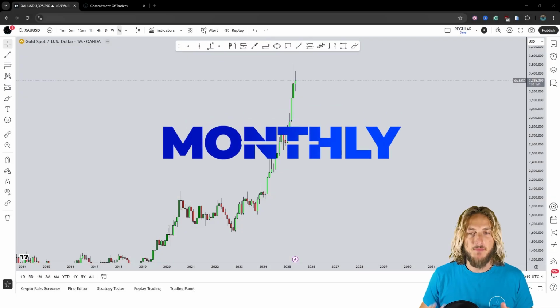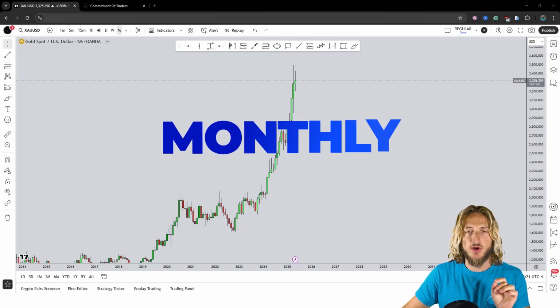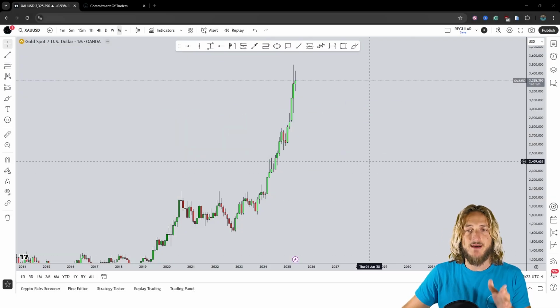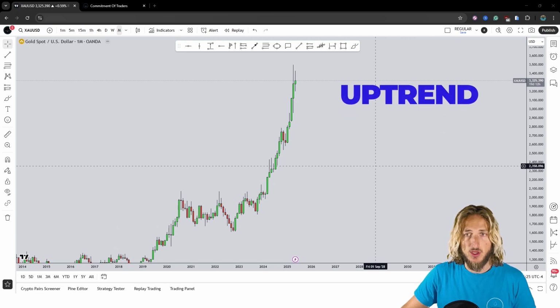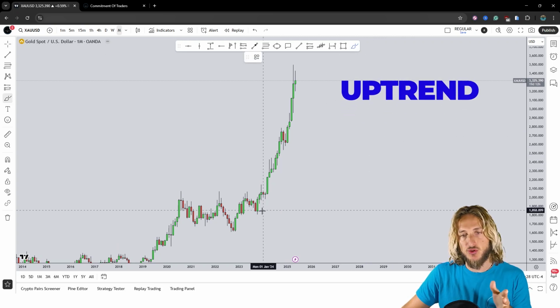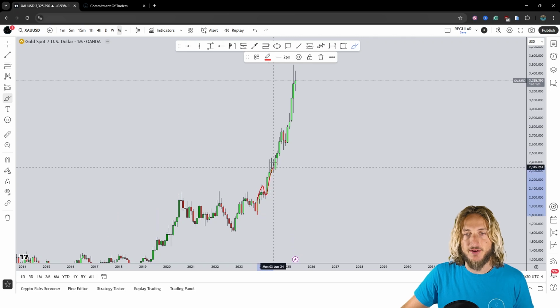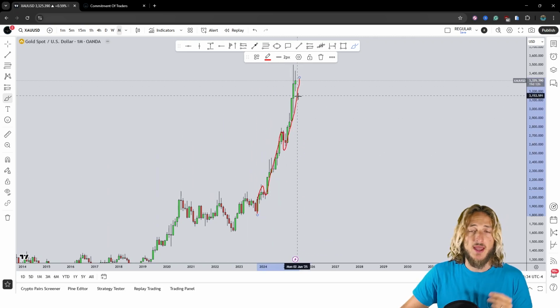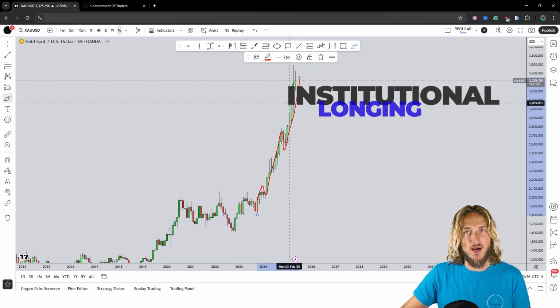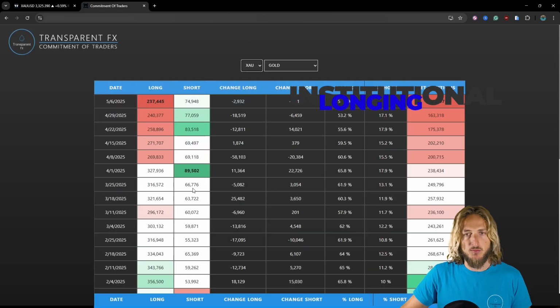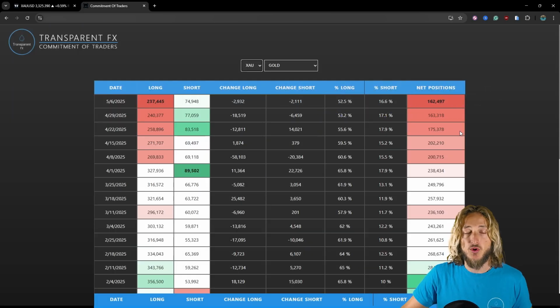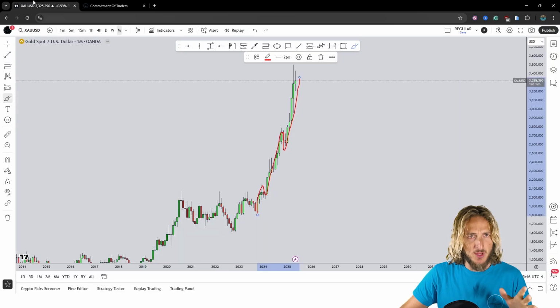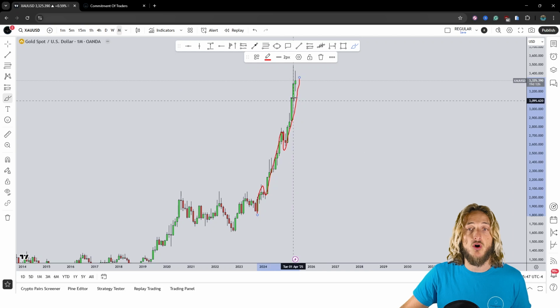Starting here from the monthly time frame, what we can see is that we have a market which at the moment is in a very strong uptrend. What we can notice is that we had the creation of multiple monthly higher highs and higher lows, and all this uptrend has been fueled by very strong institutional buying. And we will be speaking about institutional buying in just a few moments when we look at the positions of the non-commercials, so the big players in the market. But for now, let's keep in mind that on the monthly, we definitely still are in an uptrend.